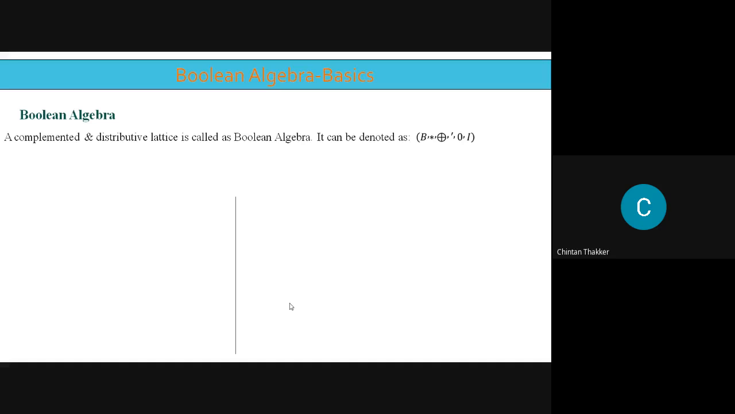So if those 6 conditions are satisfied, we say that the given set is a Boolean algebra. Okay.